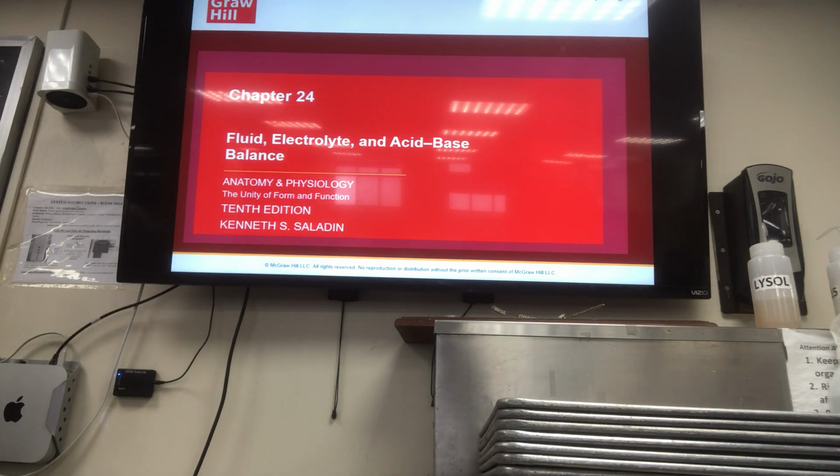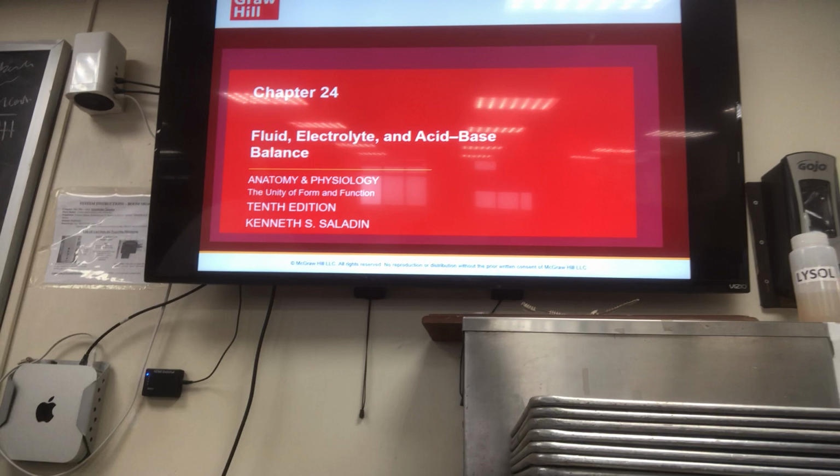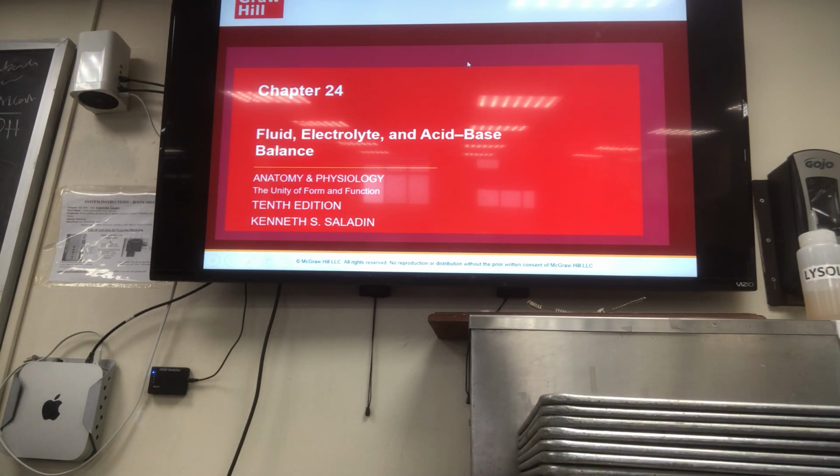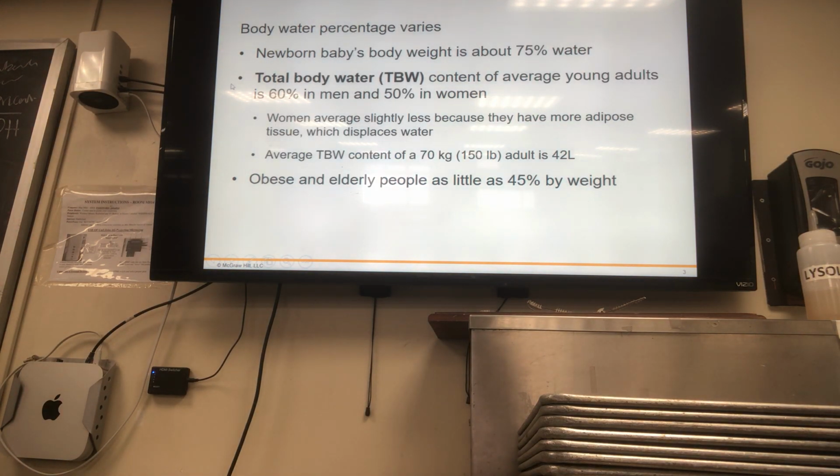Okay, guys. So let's do fluid, electrolyte, and acid-base balance. So the body water percentage varies. A newborn baby's body weight is about 75% water. The total body water content of an average young adult is 60% in men and 50% in women.